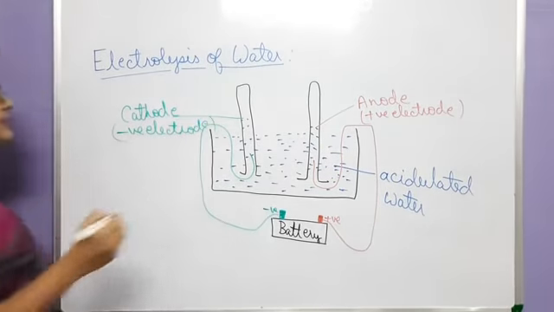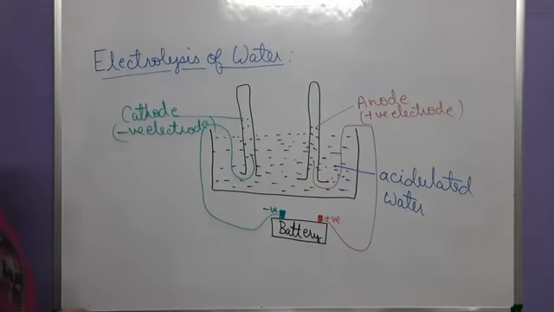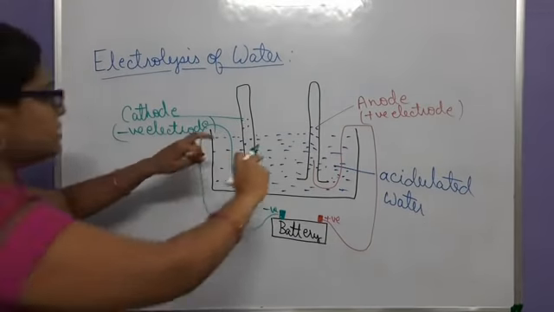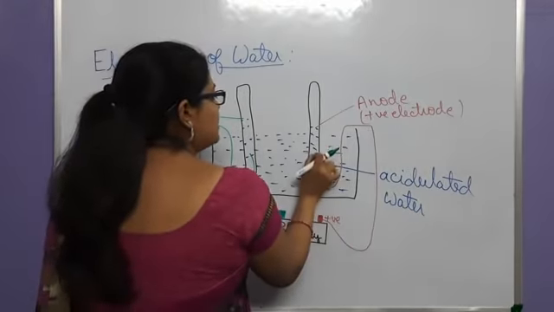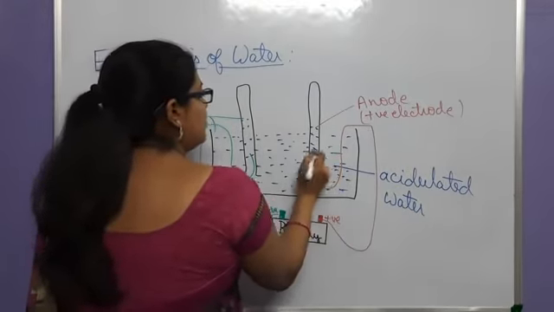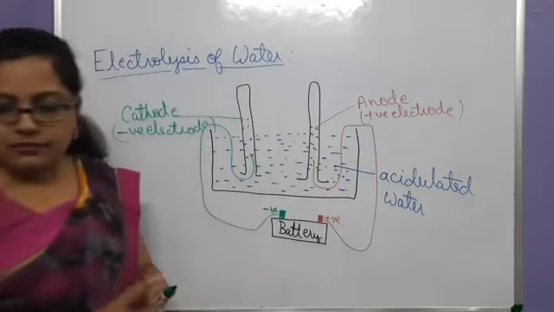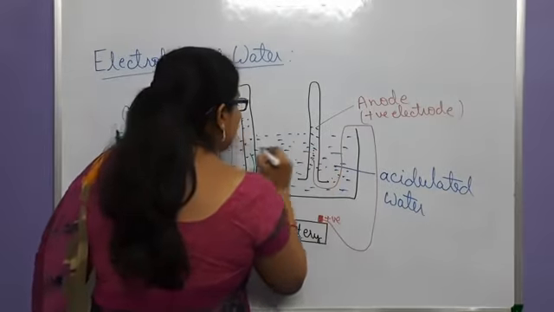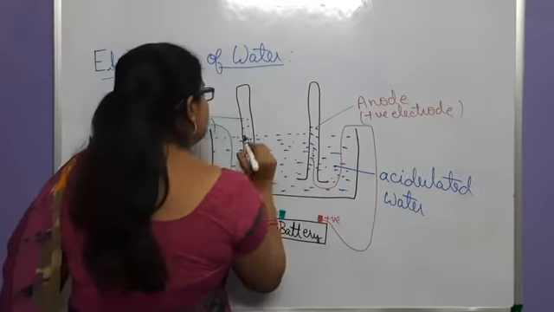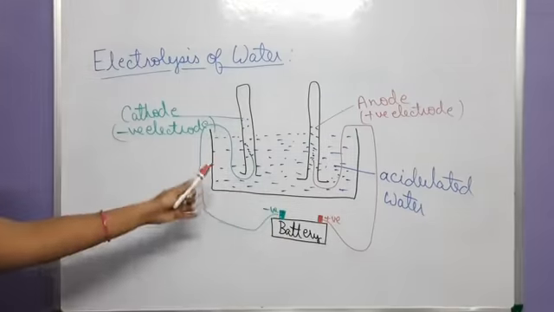Okay, so when electricity passes through this acidulated water, basically the wire which we have taken is insulated, but some portion of the wire will not be insulated. Some portion of the wire will be naked. This naked wire is inserted in this acidulated water.